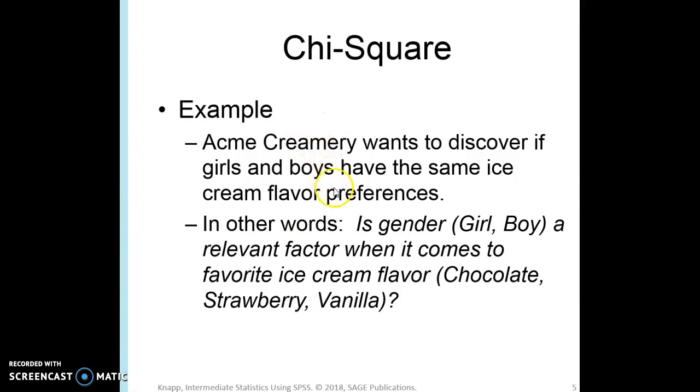Chi-square, let's get into an example. Acme Creamery wants to discover if girls and boys have the same ice cream flavor preferences. In other words, is gender, girl and boy, a relevant factor when it comes to favorite ice cream flavors: chocolate, strawberry, or vanilla?